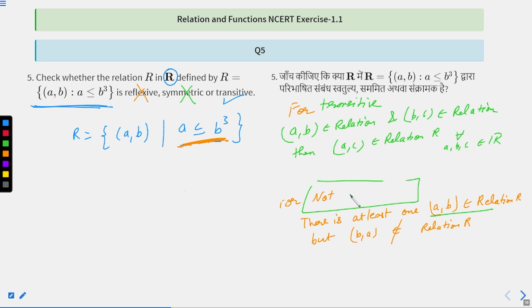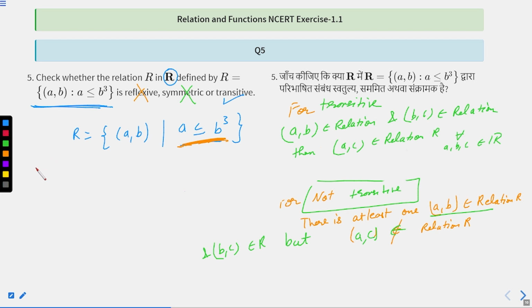And for not transitive, there is at least one pair (a, b) belonging to R and (b, c) belonging to R, but (a, c) does not belong to relation R. So let's check, is this going to happen or not?